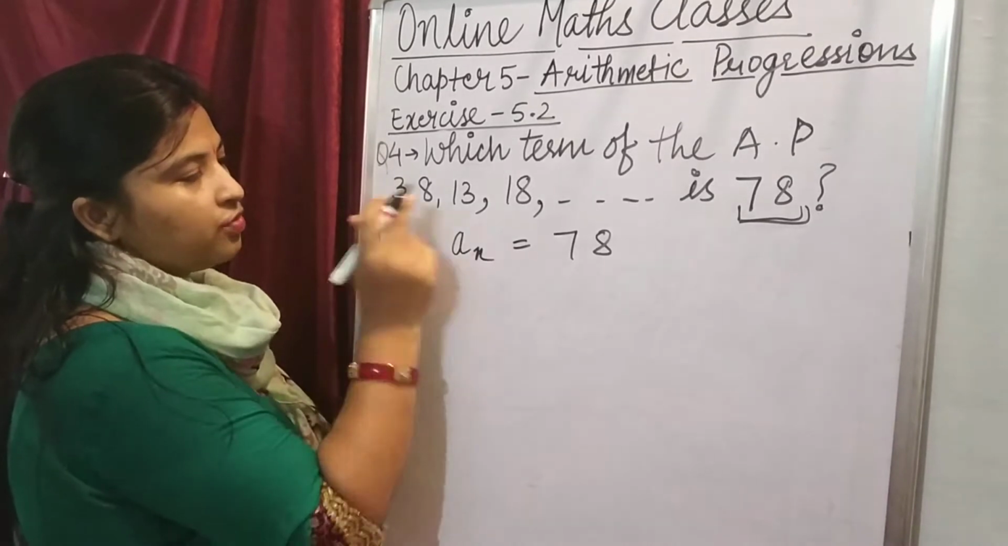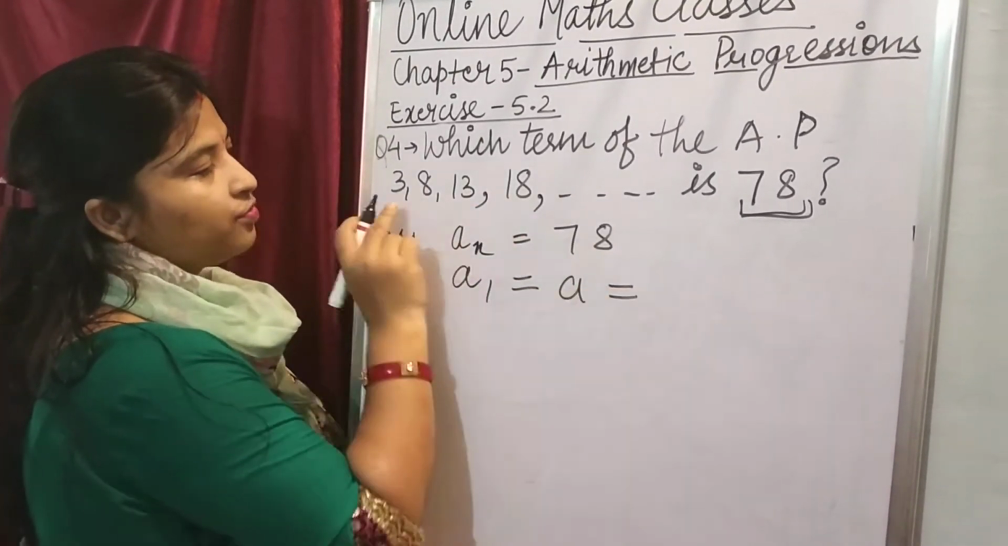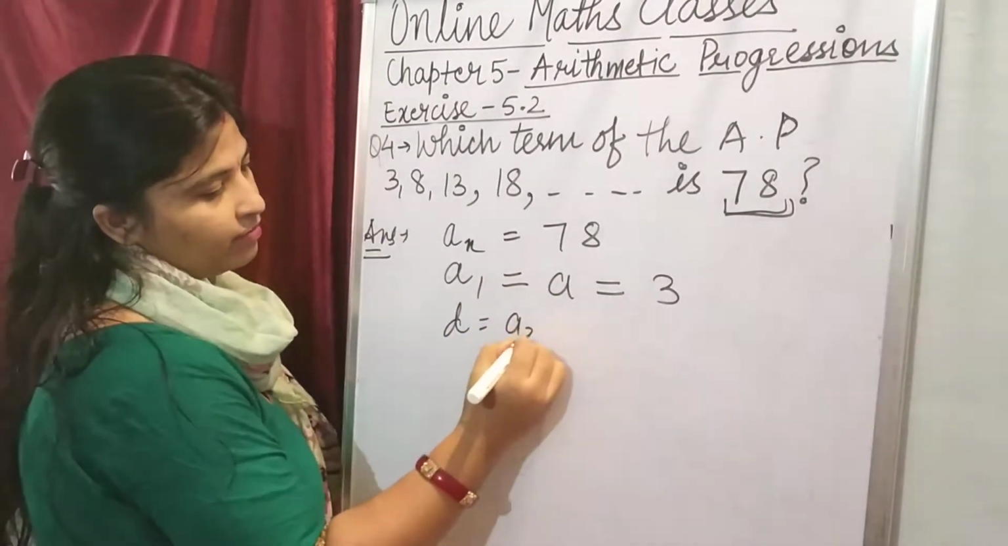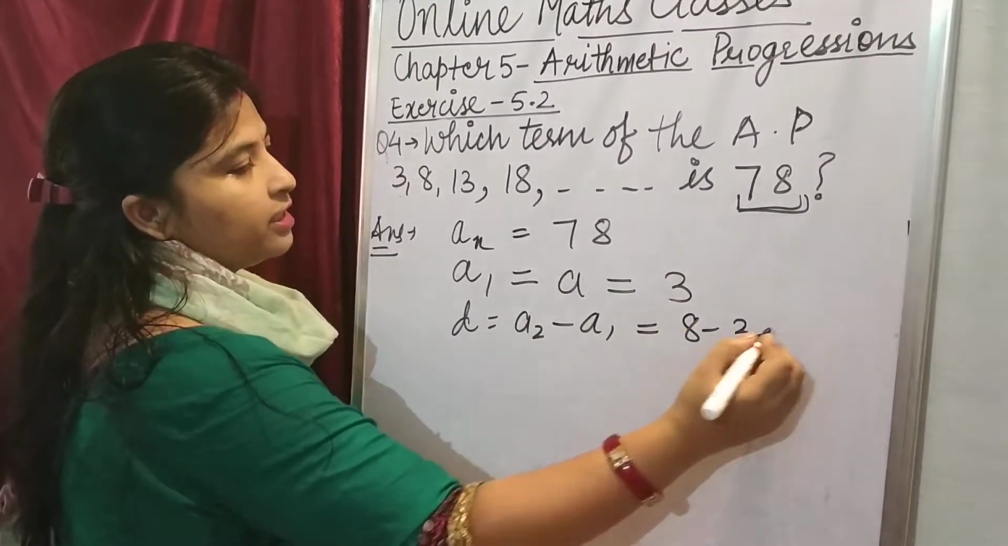Now the first term, I think you can see in the series. What is the first term? That is your A. Can you tell me? Yes, it is 3. Now I have to find D. I know how to find D: A2 minus A1. That will be 8 minus 3, and that is 5.